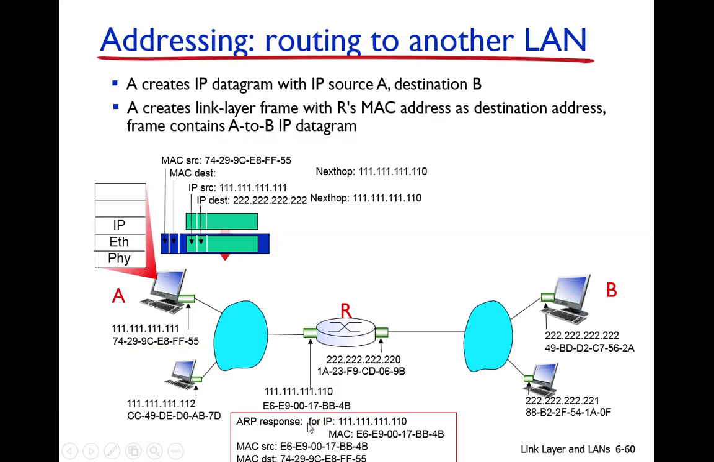So how does it respond? Basically, this interface will generate an ARP response message, and this ARP response message will be sent by this interface. The source address of this message will be the MAC address of this interface. The MAC address of this interface is E8E90017BB4B, so it will be put here.